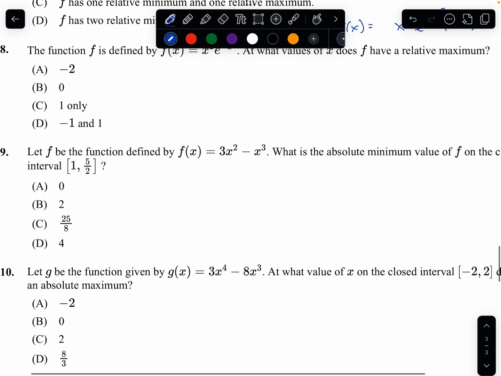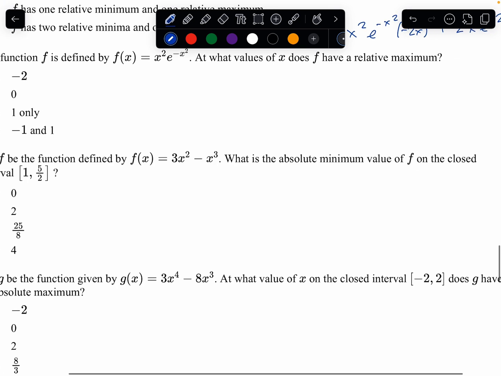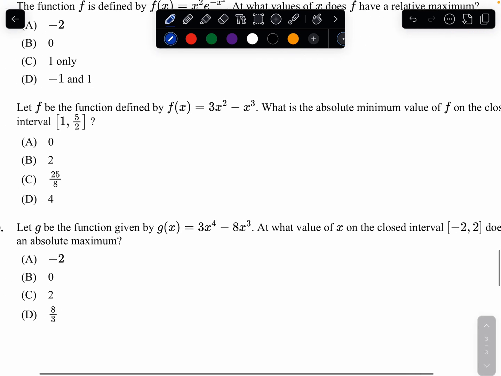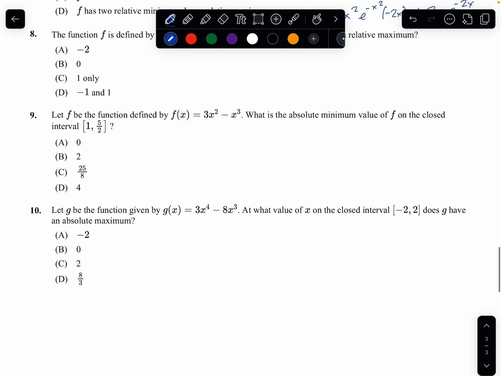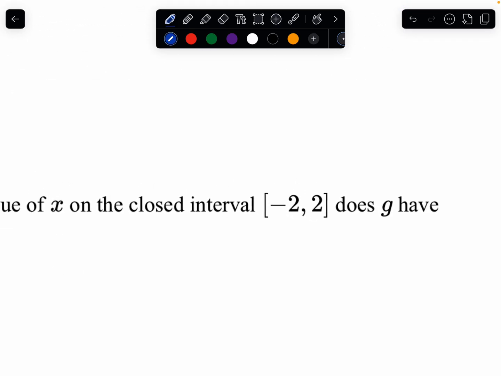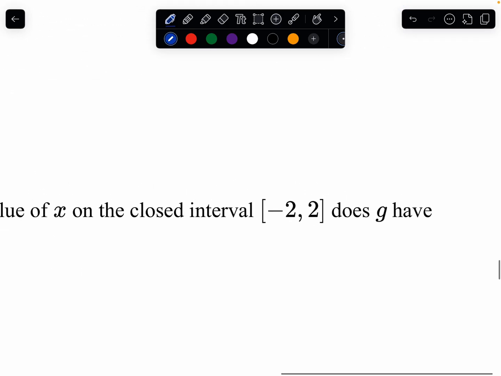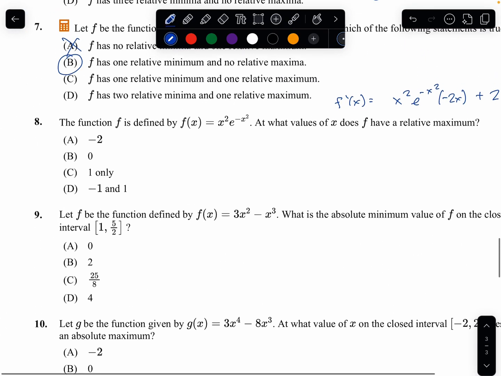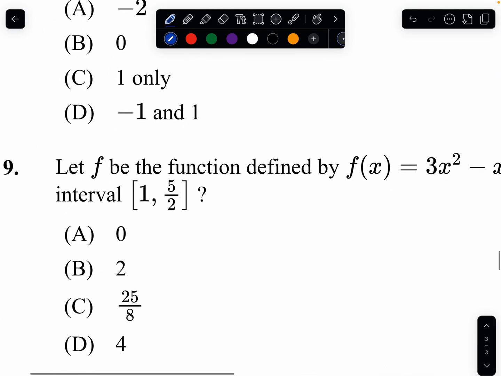For 9, let f be the function given here. So we have 3x squared minus x to the third. What is the absolute minimum? So this is referring to the candidates test. So 9 and 10 are referring to the candidates test. So you're going to use the endpoints. So we have the endpoints negative 2 and 2, so you can make a table with negative 2 and 2. For this one, you can make a table with the endpoints of 1 and 2.5.